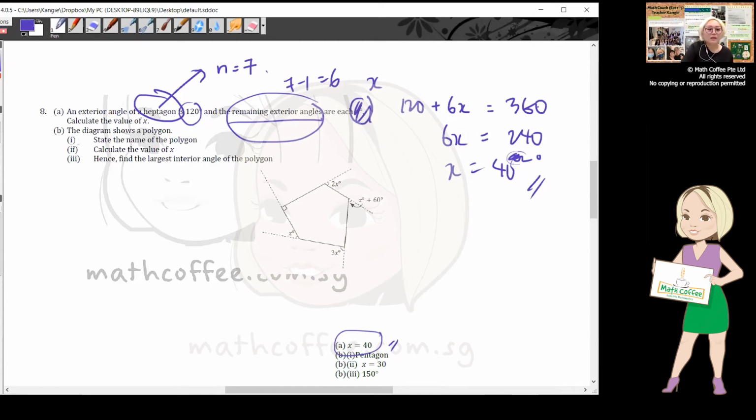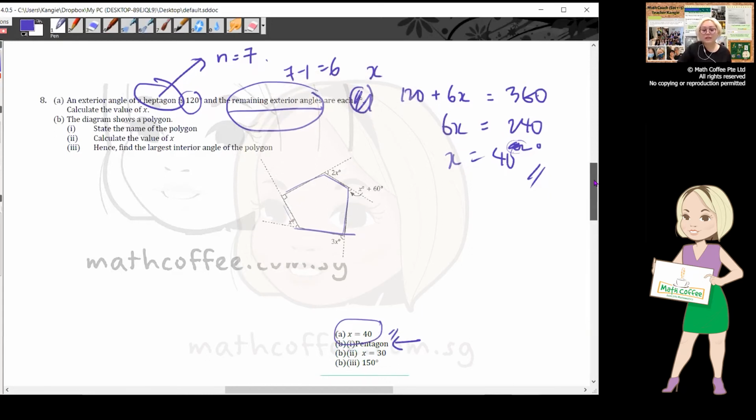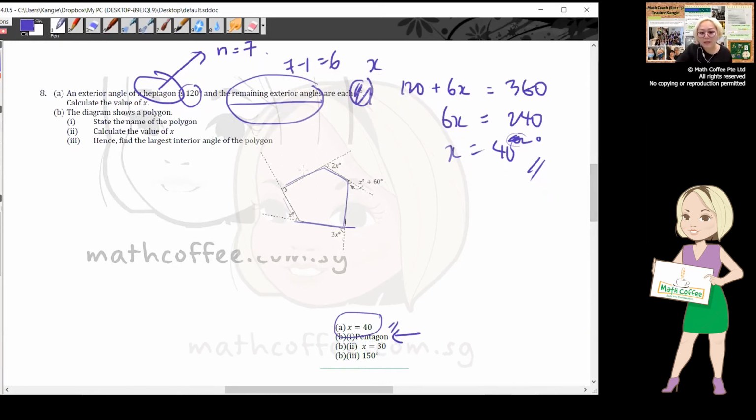Next, the diagram shows a polygon. State the name of the polygon. So let's find out how many sides there are. 1, 2, 3, 4, 5. So this is the happily known pentagon. Calculate the value of x. For this case, since I'm given a lot of exterior angles, right? So let's check. Remember just now we have to check whether the interior angles are all obtuse or not, that means less than 180 degrees. So all are within 180 degrees. So yes, in this case, I can use the exterior angle, because I'm given more of the exterior.